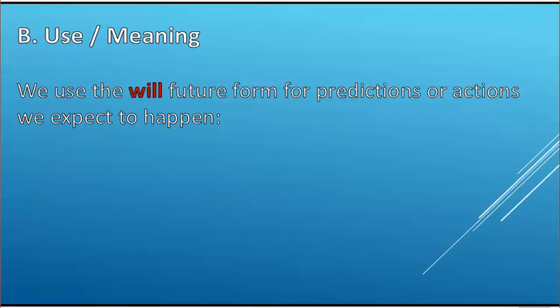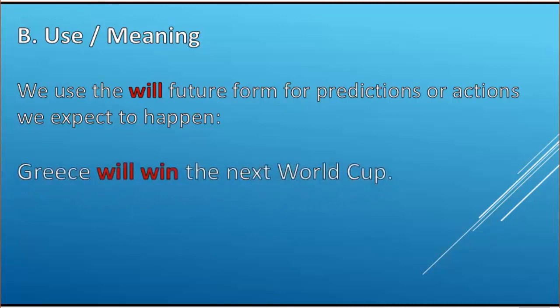Then when can we use will? We use the will future form for predictions or actions we expect to happen in the future. Something that you aren't sure about, you expect something to happen. For example, we can say Greece will win the next World Cup. Are you sure of that? No, it's just a prediction.